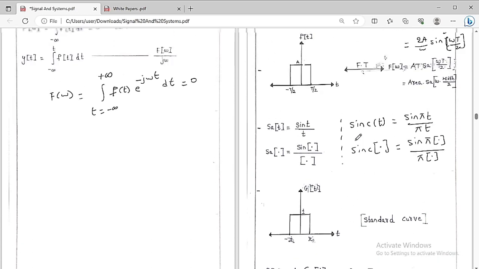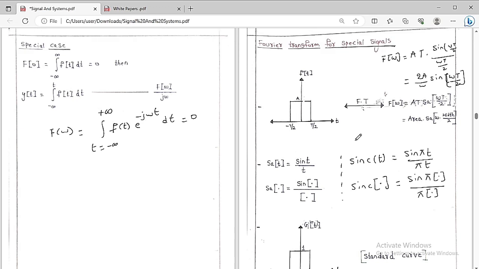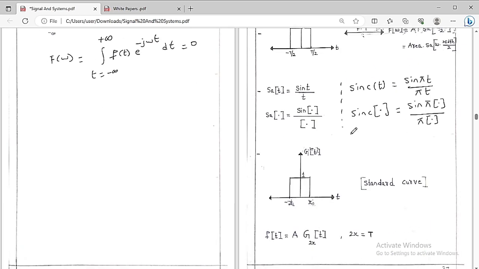Therefore, finally, for a rectangular pulse, the Fourier transform is area into Sa of omega into width by 2. The area is nothing but A t and the width is t. So Sa of t is equal to sine t by t, and Sa of any dummy variable is equal to sine of the dummy variable by the dummy variable. And sinc of t is equal to sine pi t by pi t. And sinc of any dummy variable is equal to sine of pi times the dummy variable by pi times the dummy variable. These things you always have to keep in your mind.